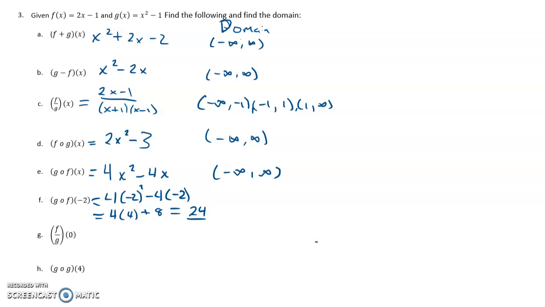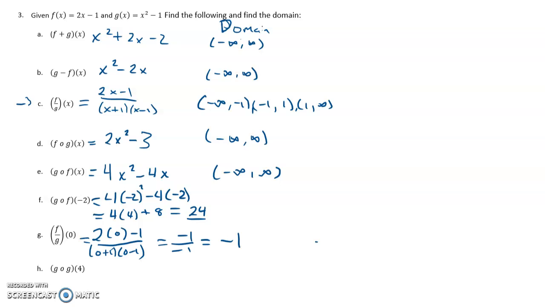I don't have a domain of this one because we're evaluating. So this one asks us to evaluate f divided by g of 0. I go up here and take a look. This is the f divided by g. So where I see that, I'm going to plug a 0 in for x. 0 plus 1, and then 0 minus 1. On the top, I'm going to have negative 1. On the bottom, I'm going to have a positive 1 times a negative 1, which is negative 1. So f divided by g of 0 is negative 1.